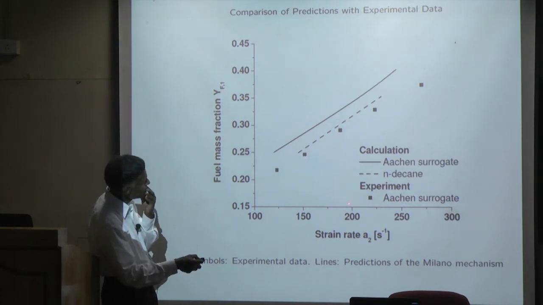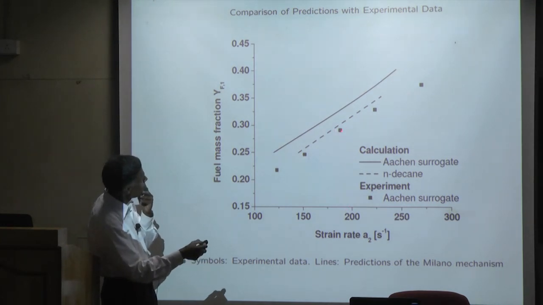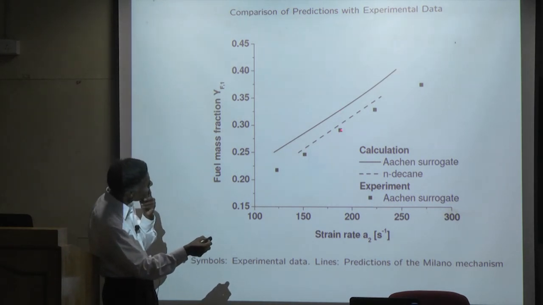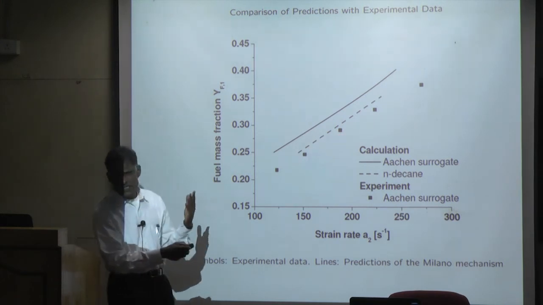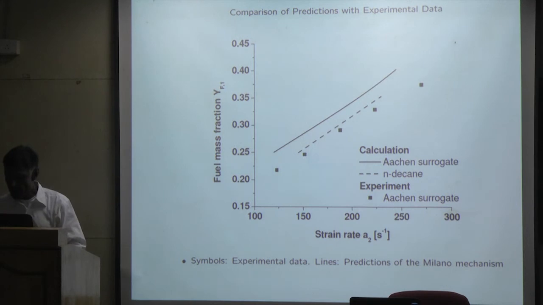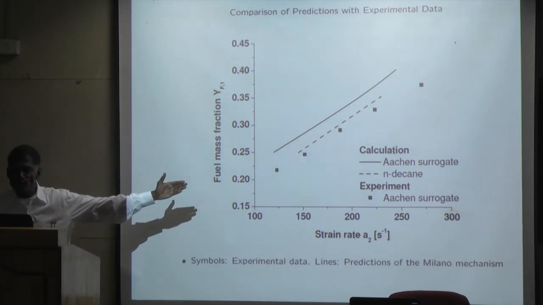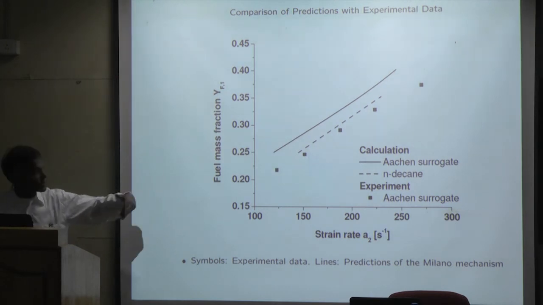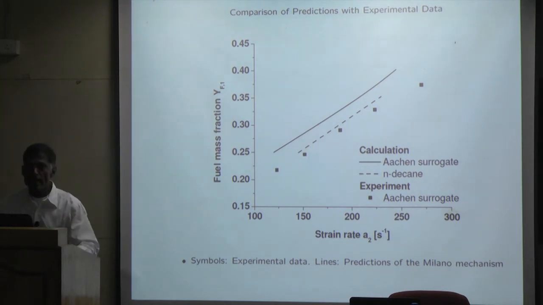for a given strain rate, the fuel mass fraction predicted by the numerical calculations is higher than the experiment. But these kinds of errors are considered to be reasonable. It's not too bad. You can see a comparison between experiments and detailed numerical calculations. We did the experiments, and he had several thousand reactions which he computed, and was able to do that.